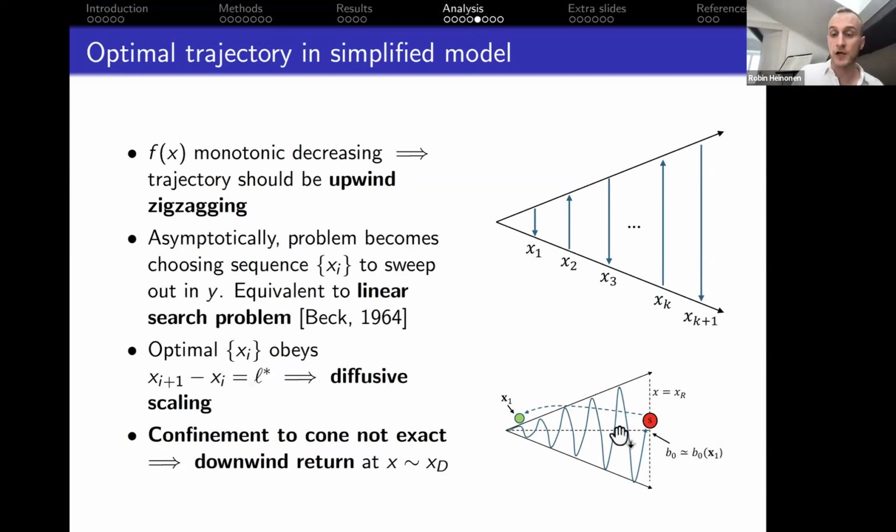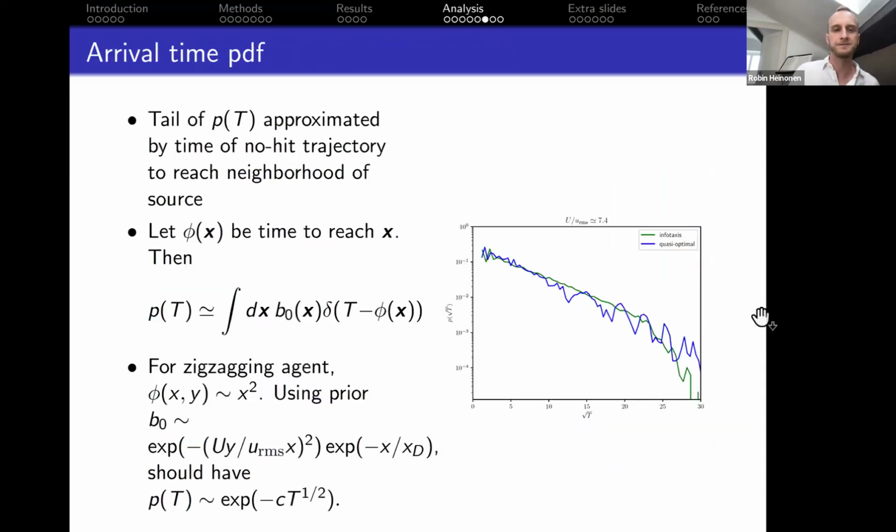Finally, what about the downwind return? Well, we argue that this results because the confinement to the cone is not in fact exact, and eventually it breaks down when you go far enough upwind. You reach a point where the prior is in fact comparable to the prior at some point close to where you started, just outside the cone. And at that point, you have no further incentive to keep flying upwind.